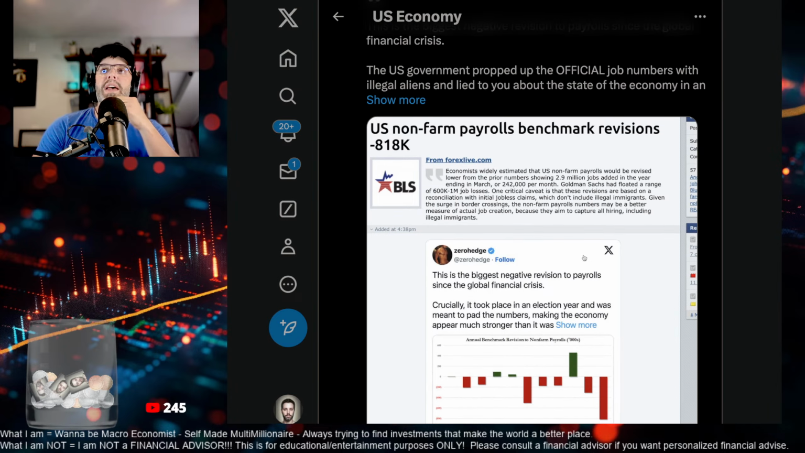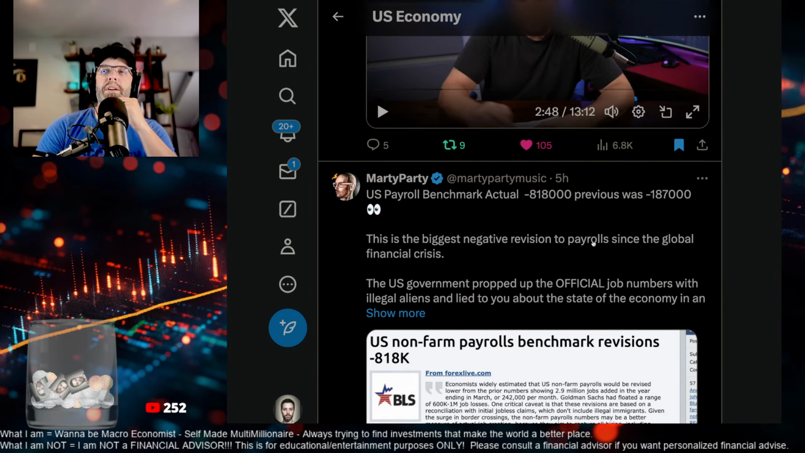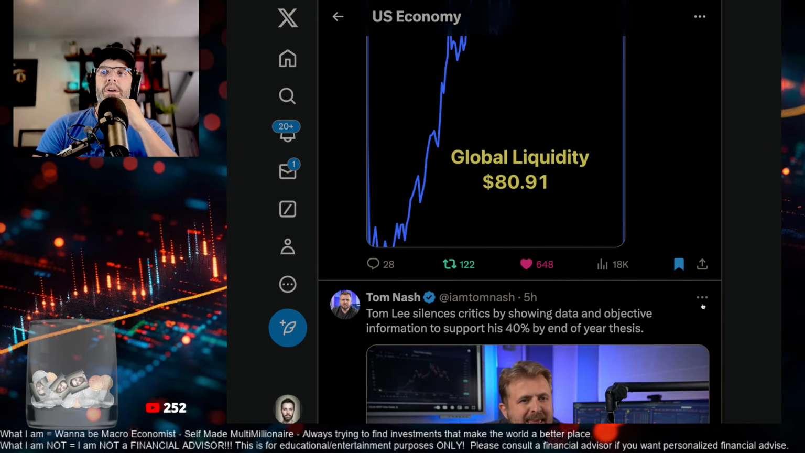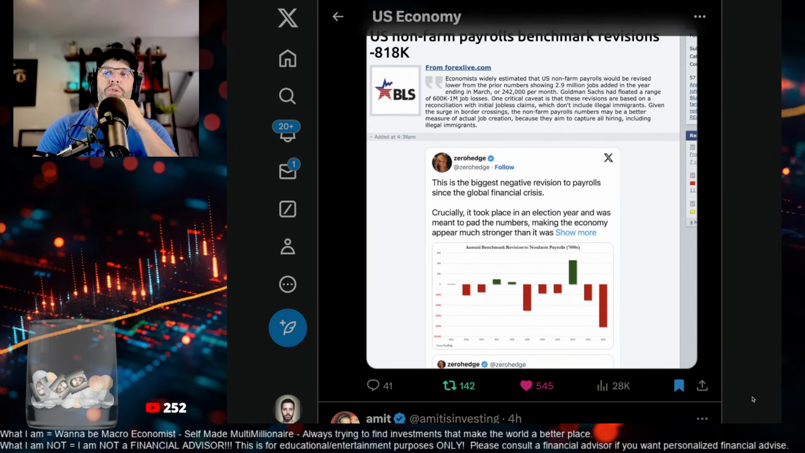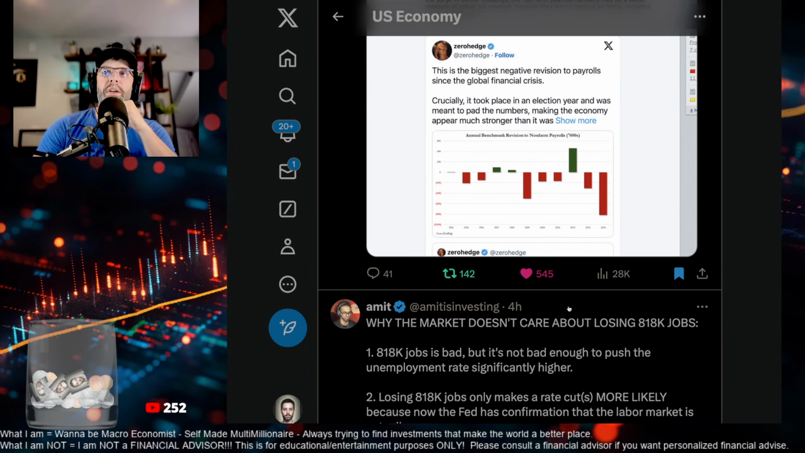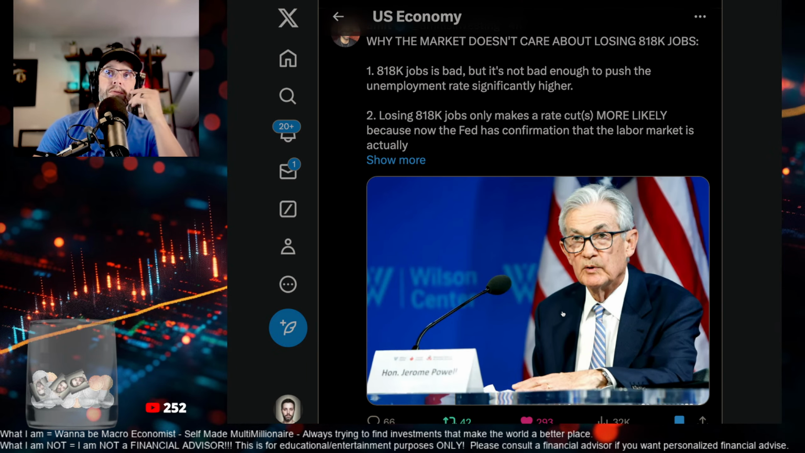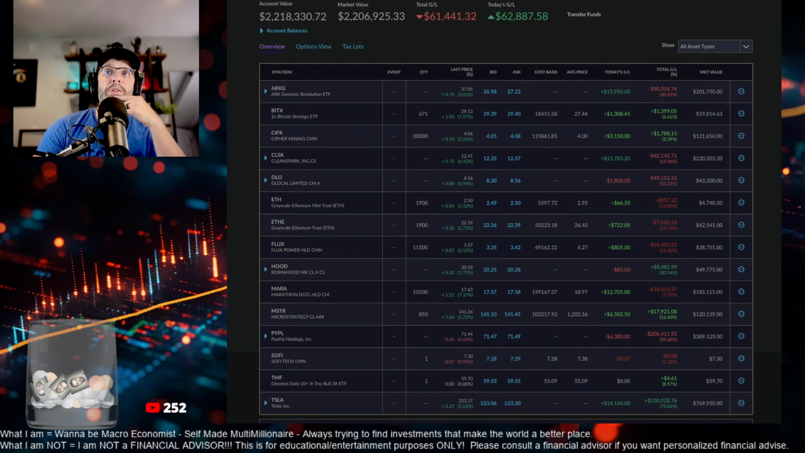So again, this is the biggest negative revision to payroll since the global financial crisis. Kind of a big deal in regard to the job revision. Again, just indicating it, but nobody cared today, right? The markets really did well. In the end, how much money did I make? 70,000 plus, probably 75,000.